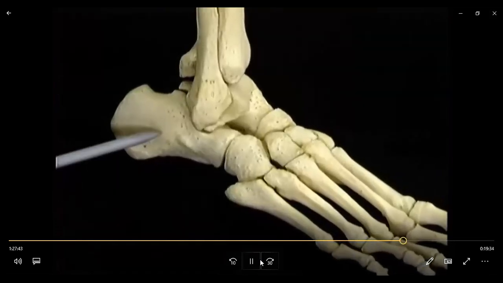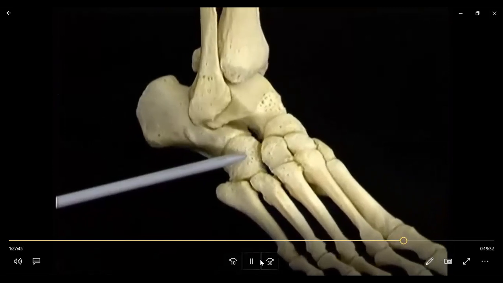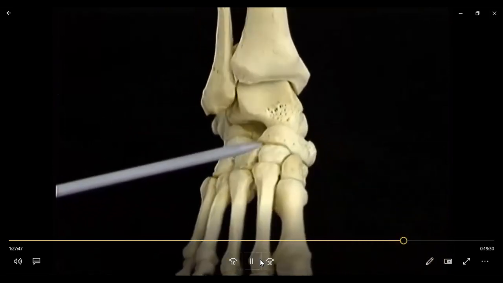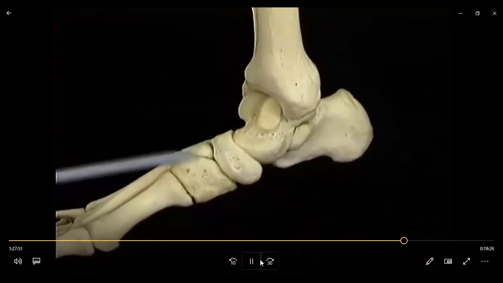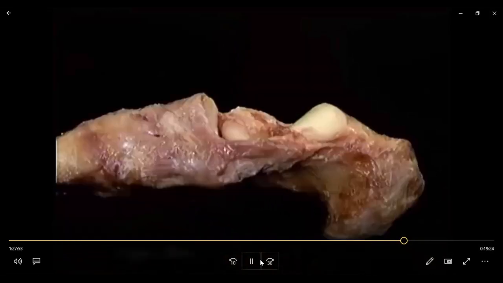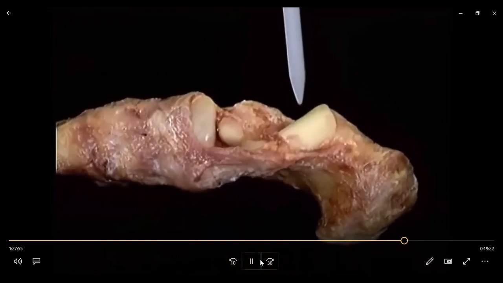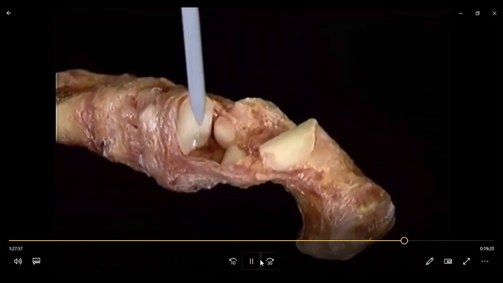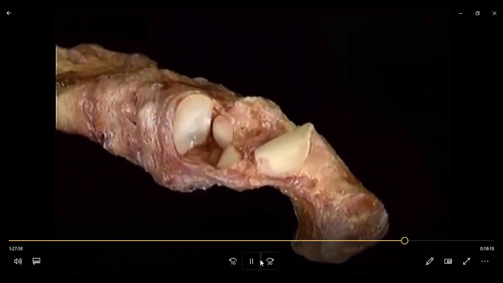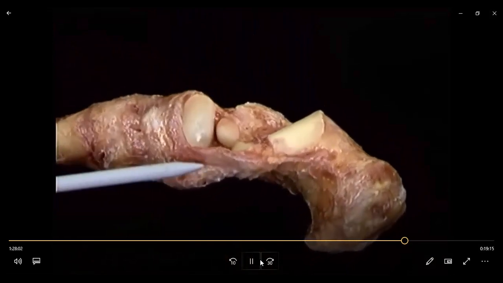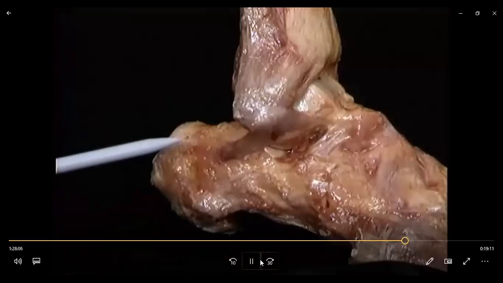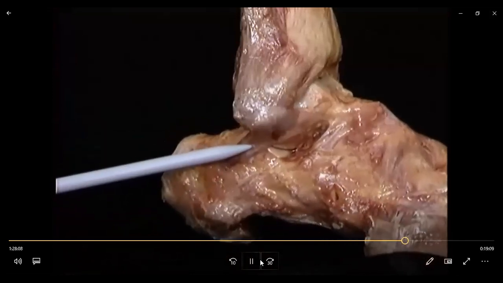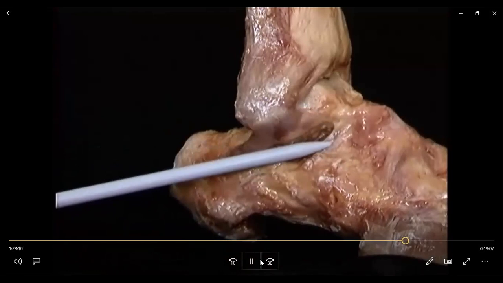Here's the calcaneus, the cuboid, the 3 cuneiform bones, and the navicular. Here are the surfaces for the subtalar joint and for the TCN joint. Here's the calcaneo-navicular ligament, the calcaneo-fibular ligament, and the interosseous talocalcaneal ligament.